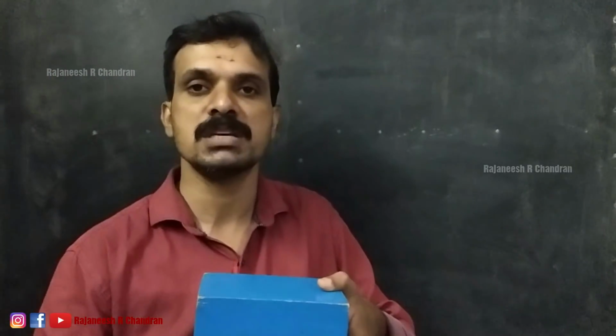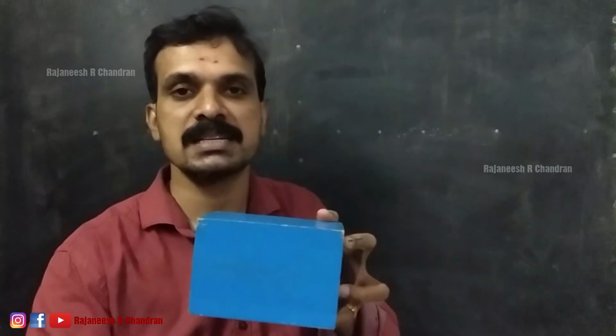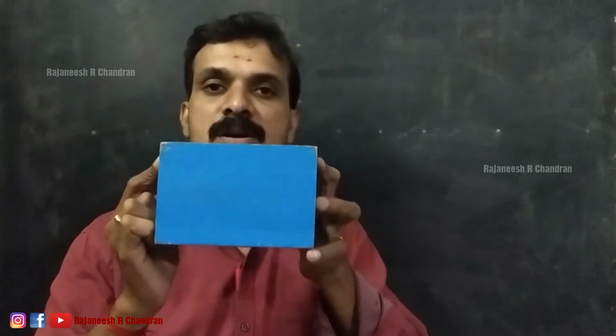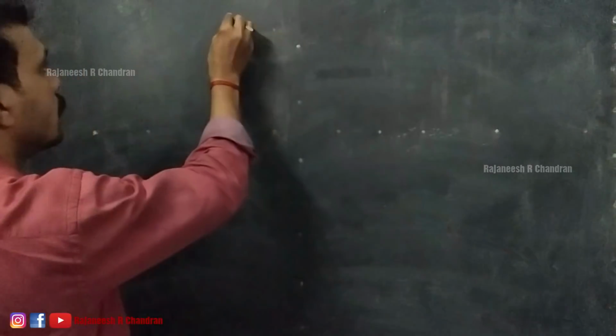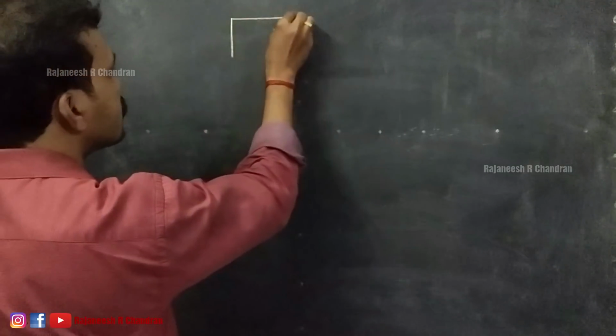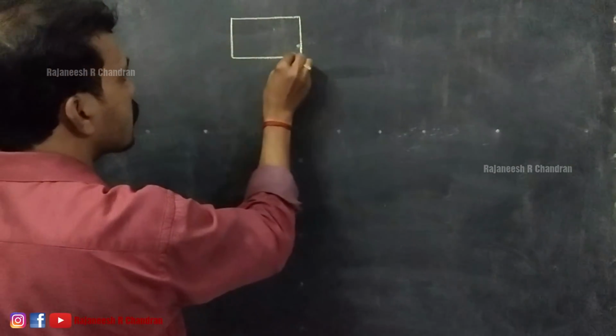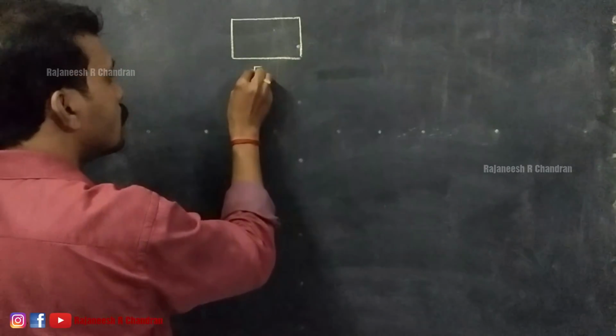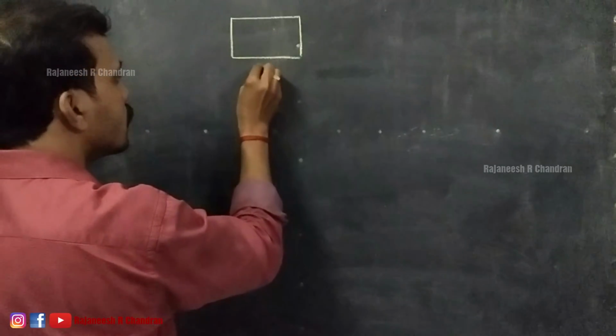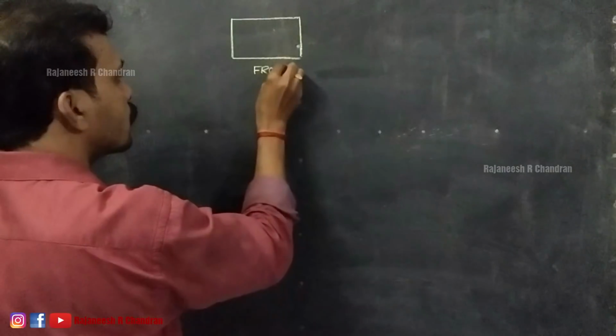I will explain again. When the observer is placed at an infinite distance and when he observes this object from the front, what can he see? He can see this object as a rectangle, right? So he can draw a rectangle like this, and below it he can write this as the front view.